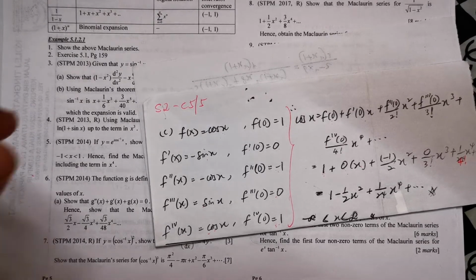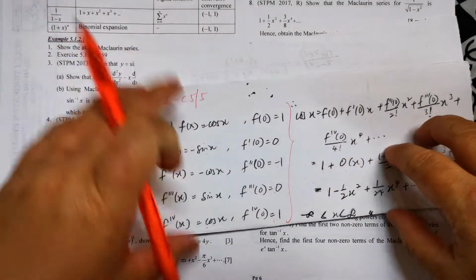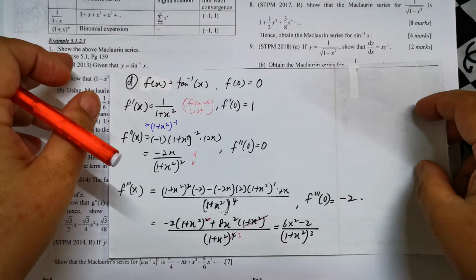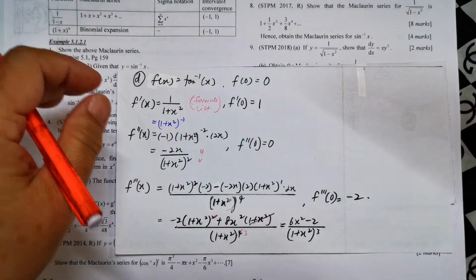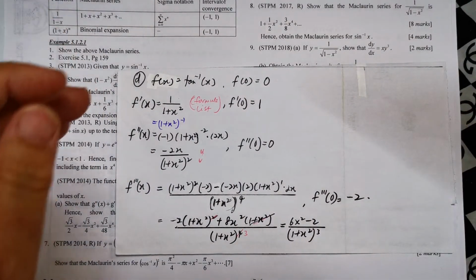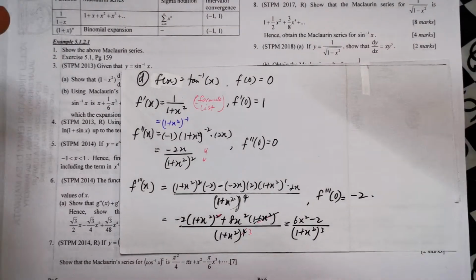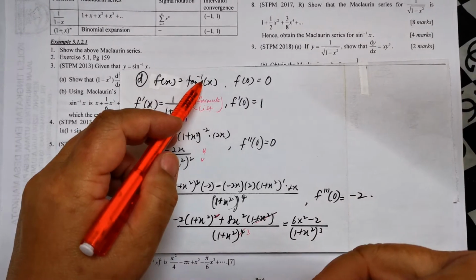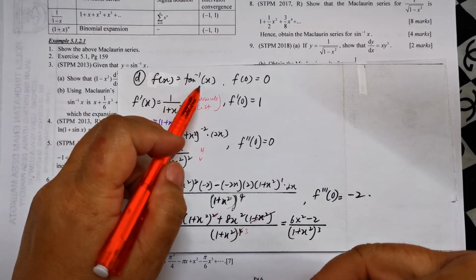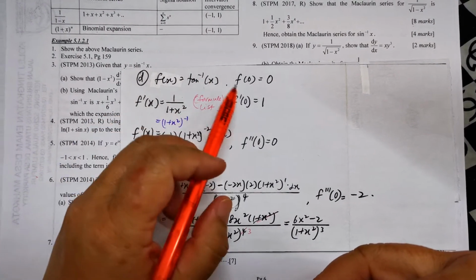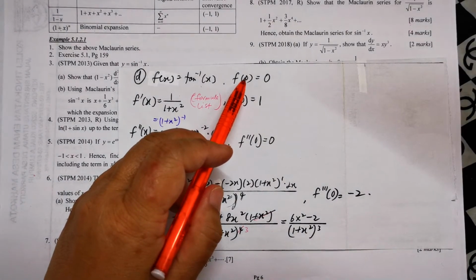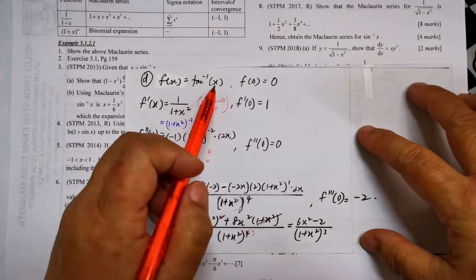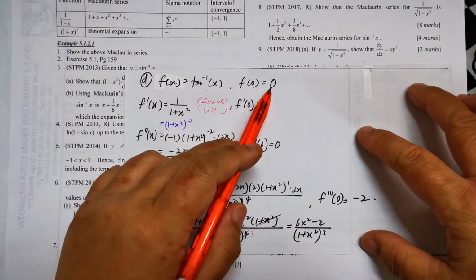Okay, next I'm going to discuss arctangent. Arctangent is actually more complicated, but doesn't matter, we go step by step. So f(x), your function, is arctangent x. We are going to find the Maclaurin series for this function. First, I sub 0 in. So arctangent 0 is 0.